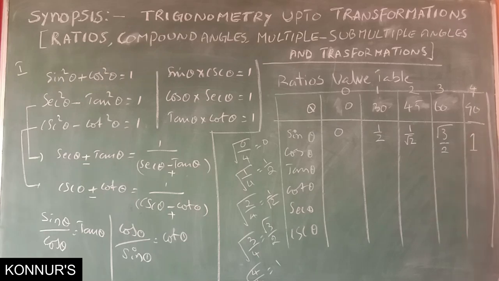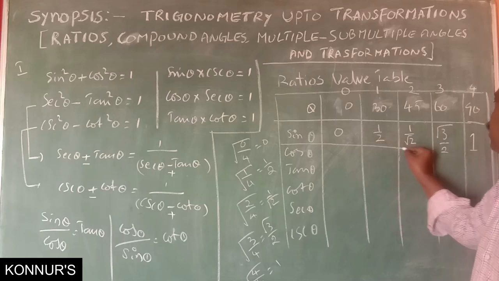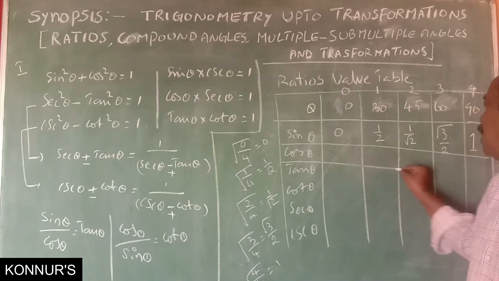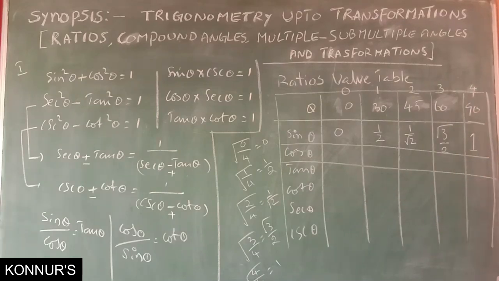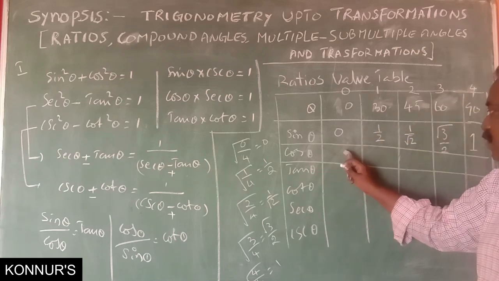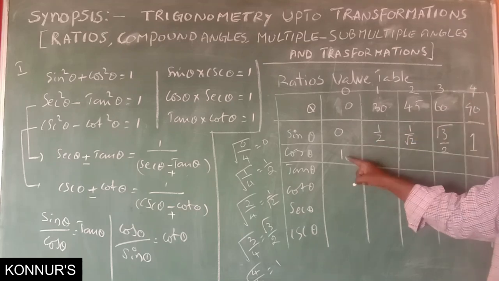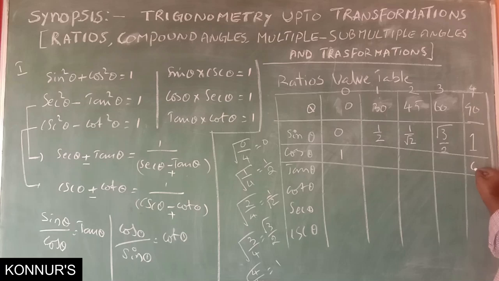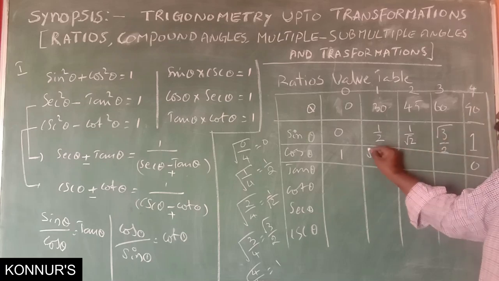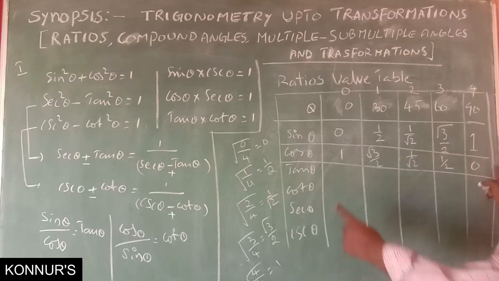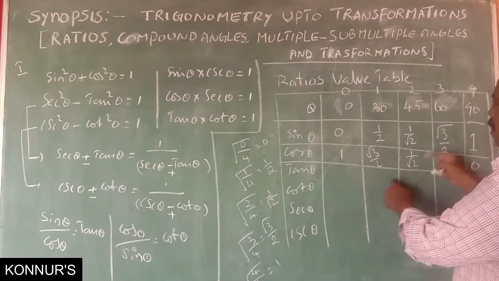It is only for sine that we are taking some risk. In order to get the cos, it is very simple. You reverse it. In order to get cos 0, it is sin 90. You reverse it. You take 1, and this 0 goes to here, and this root 3 by 2 to here, and 1 by 2 here, and it is as it is. It is reversed like this. You know it well.